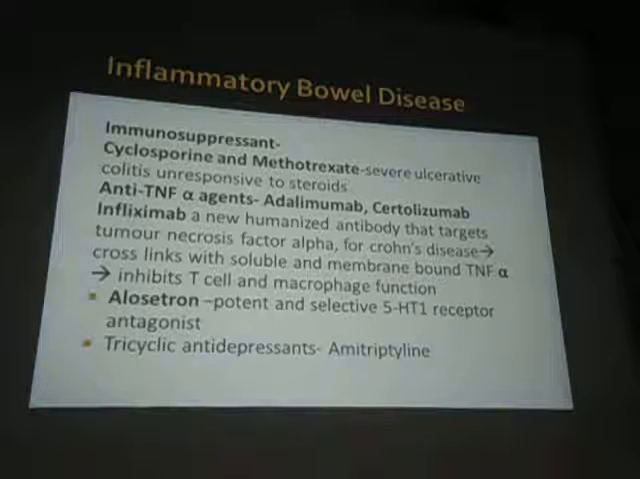So basically, we are using here immunosuppressive agents. The anti-cancer immunosuppressants are cyclosporine and methotrexate, which can be used here in severe ulcerative colitis unresponsive to steroids. So TNF-alpha, you know it is a prominent inflammatory mediator. So we can use anti-TNF-alpha agents such as adalimumab, certolizumab, and infliximab. All these agents can be helpful in decreasing the immunity and thereby prevent the Crohn's disease inflammation.